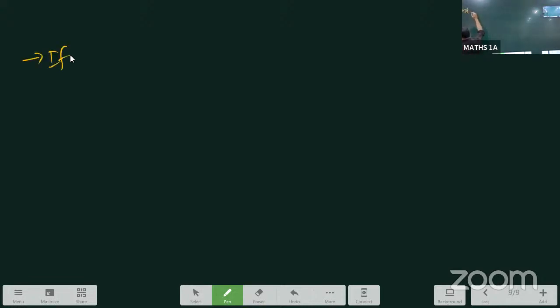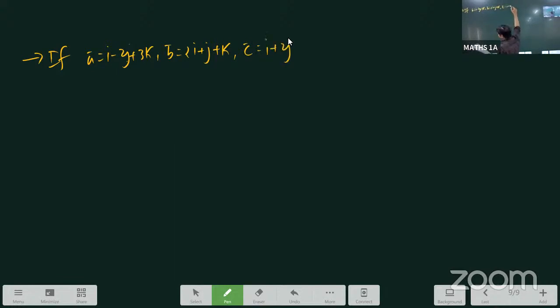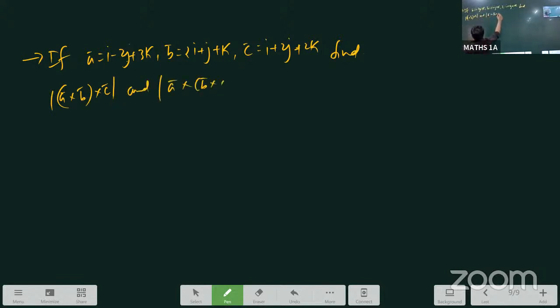If a bar equals i minus 2j plus 3k, and your b bar is 2i plus j plus k, and your c bar is i plus 2j plus 2k, then find modulus of a cross (b cross c) and modulus of (a cross b) cross c. Is it clear? This is what is asking us to show.